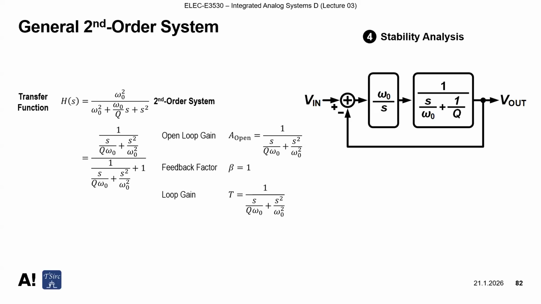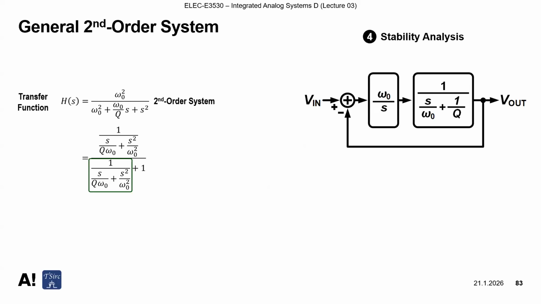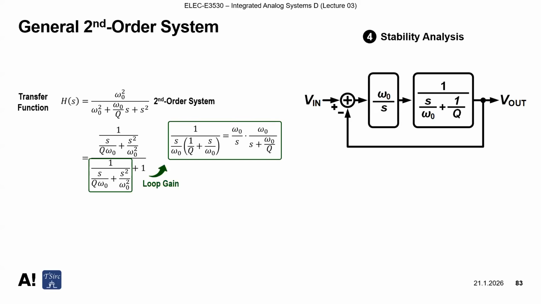So for the stability analysis, we will need to go back to our transfer function of the system, omega 0 square over omega 0 square plus omega 0 over Q times s plus s square. Then, the same as we did for open loop gain, feedback factor, and loop gain, we can define like this. And let's have a closer look at this loop gain part, which is the beta times open loop gain. For the loop gain, we can further divide it into two factors as we did, right? Omega 0 over s, and omega 0 over s plus omega 0 over Q.